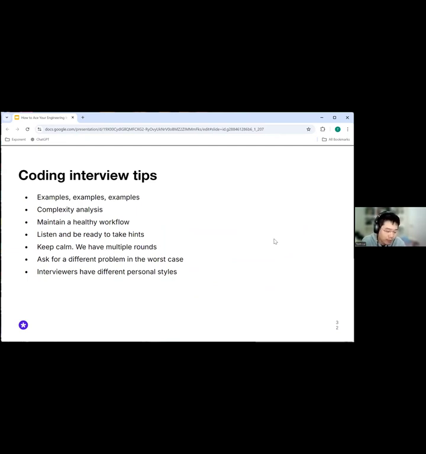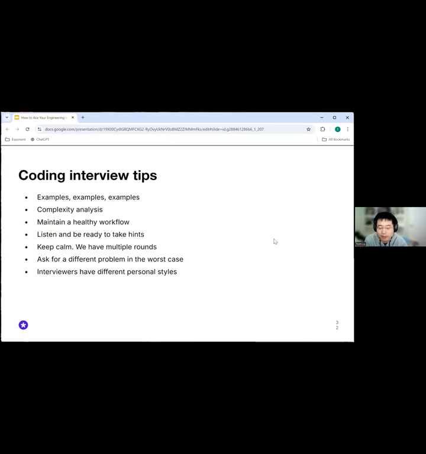In general, there are some additional coding interview tips. Examples: you would like to propose examples to eliminate any vagueness in understanding the problem. You would like to perform complexity analysis, both in time and space, and use complexity analysis to drive your optimization. You would like to maintain a healthy workflow.